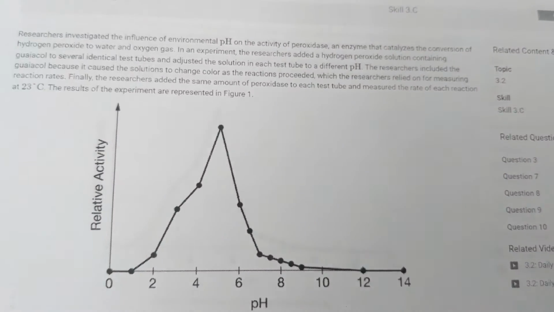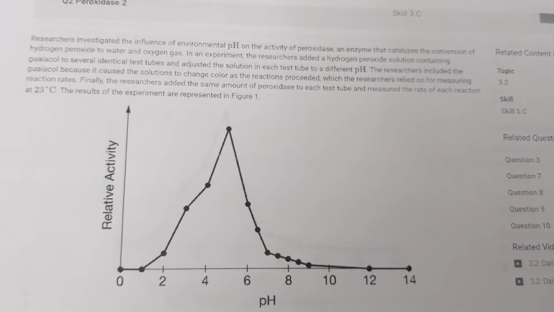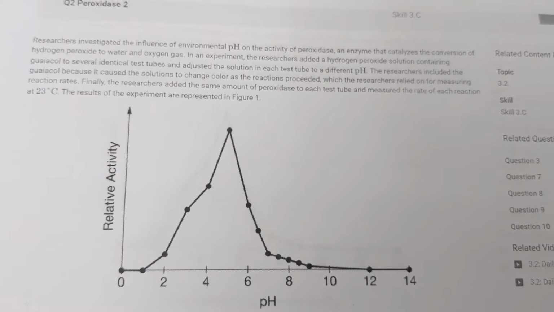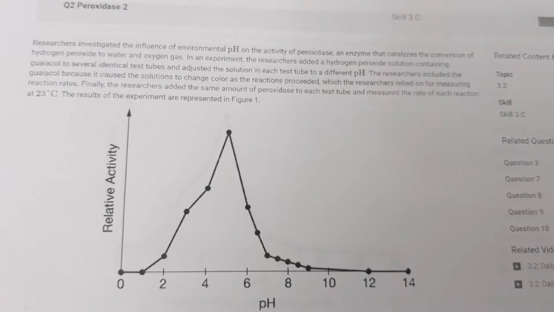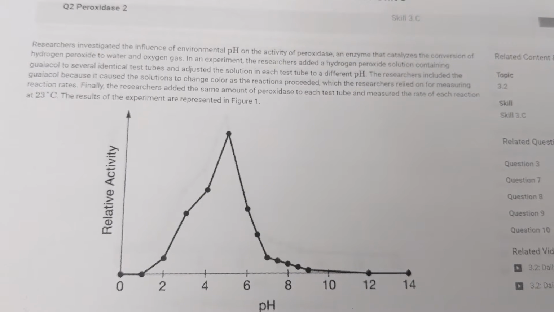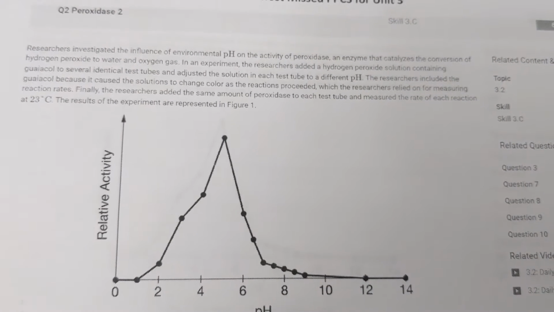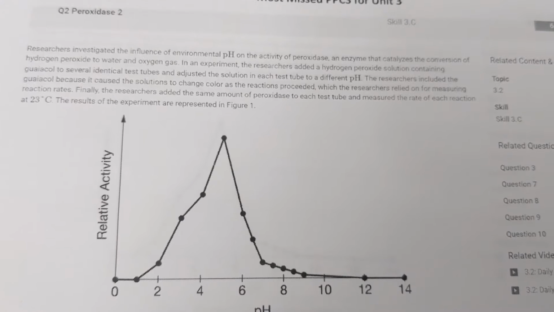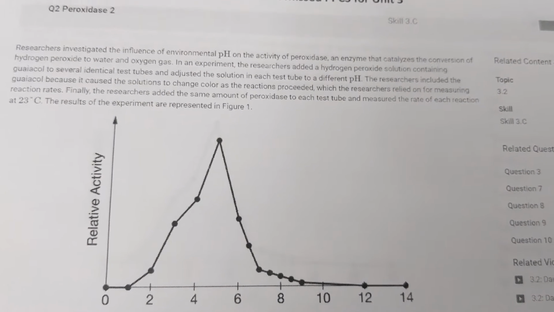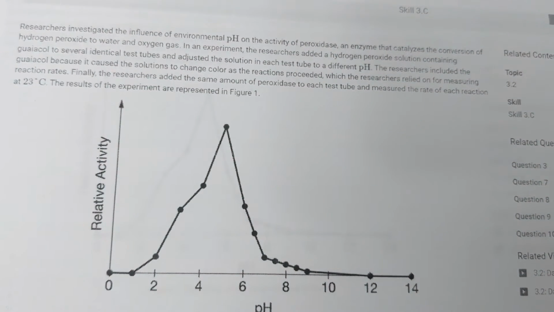Okay, it says researchers are investigating the influence of environmental pH on the activity of peroxidase, an enzyme that catalyzes the conversion of hydrogen peroxide to water and oxygen gas. That should sound familiar. This is like the experiment we did in class, but in animals, the enzyme is catalase, and in plants, it's peroxidase. So it's very common to see this question where it's oxygen being measured. It's a common enzyme experiment.